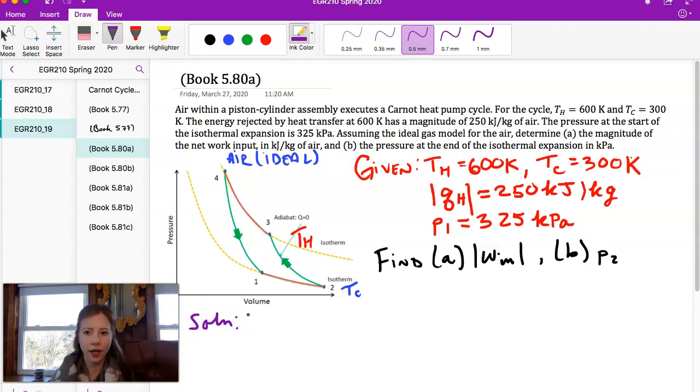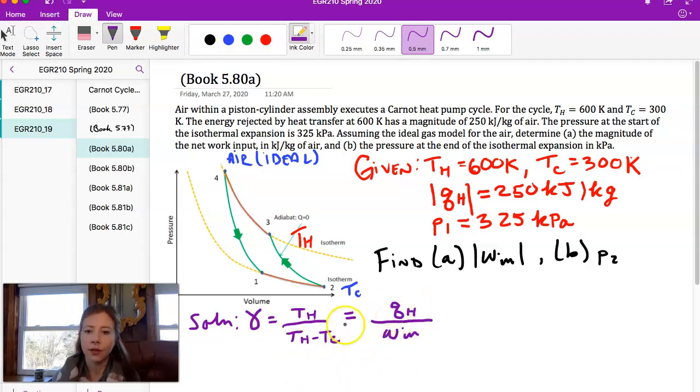All right. Okay, so we're looking really for our W cycle here. Okay, so our W in. And we know, because this is a Carnot heat pump cycle, that our gamma is going to be equal to TH over TH minus TC, which is also equal to QH over W cycle. Or in this case, it's our W in. Okay, so we have our magnitude of QH, we have our gamma, we have our TH, we have our TC. We should be able to solve for our work going in, or our W cycle.